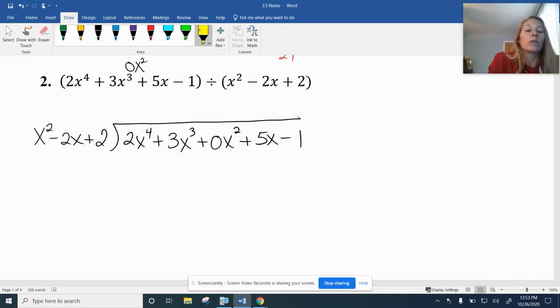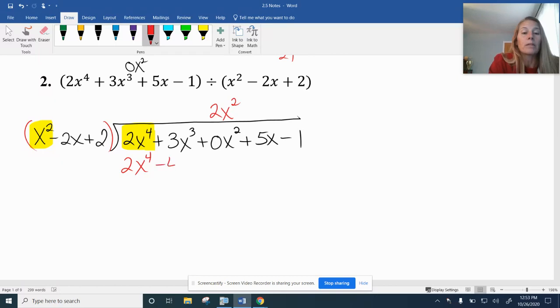So now again, we're going to start out by looking at the lead term for both the divisor and the dividend. So x squared times what would give you 2x to the fourth, 2x squared. Now notice this is why it was really nice for me to leave that placeholder in there, because now I know where to line up my 2x squared. So now I'm going to multiply my 2x squared times everything in this divisor here. So it's essentially distributing. So 2x to the fourth, and then minus 4x cubed, and then plus 4x squared.